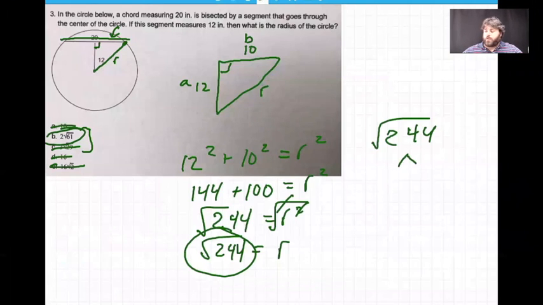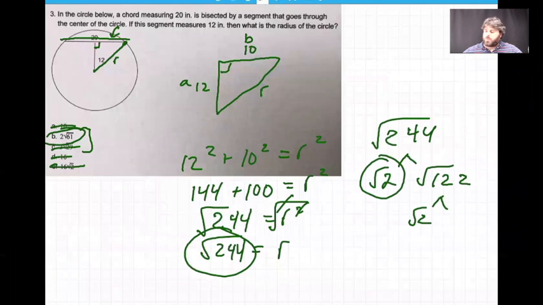The square root of 244 is really the square root of 2 times the square root of 122, right? I just factored that into 2 numbers that multiply to be 244. I realize that the square root of 2 is a prime number, so I leave it. This is going to be the square root of 2 times the square root of 61. Basically, 2 times 61 is 122. 2 is prime. 61 is actually prime as well. It doesn't break down any further.